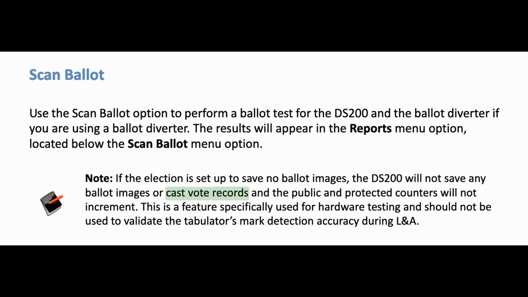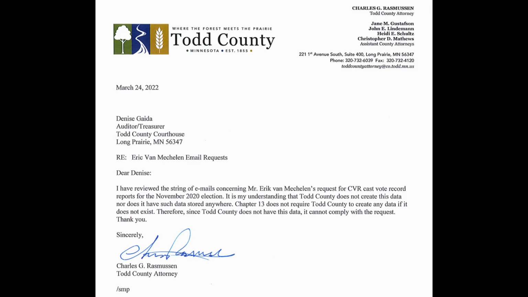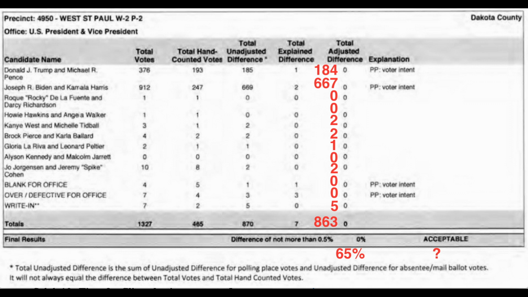In other words, this is a functionality that is available for all of the tabulators and scanners that are used in Minnesota's elections. And if a cast vote record could be procured from your county for the 2020 election or the 2021 election or the 2022 primaries or midterms, then in aggregate, voters could verify that the tabulator count indeed matches the paper ballot count. And that would be a way for us to look back, for instance, at Precinct 4950, where there was a 65% delta, and figure out what exactly may have gone wrong there.